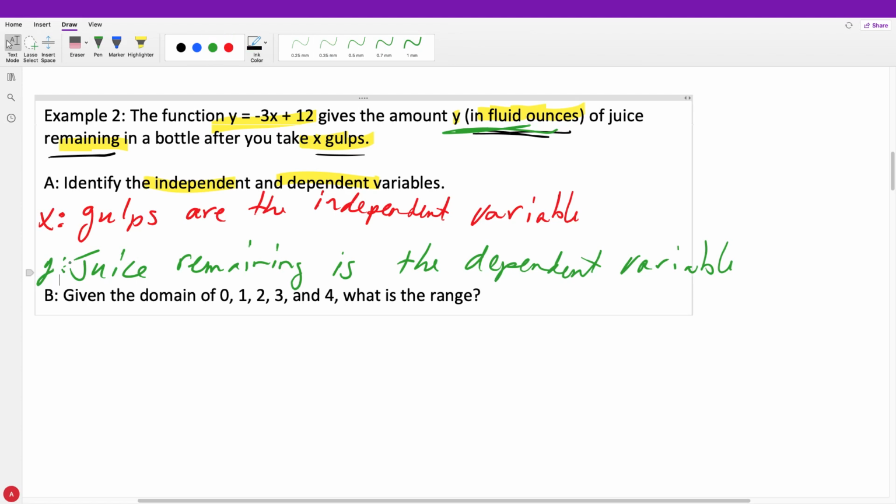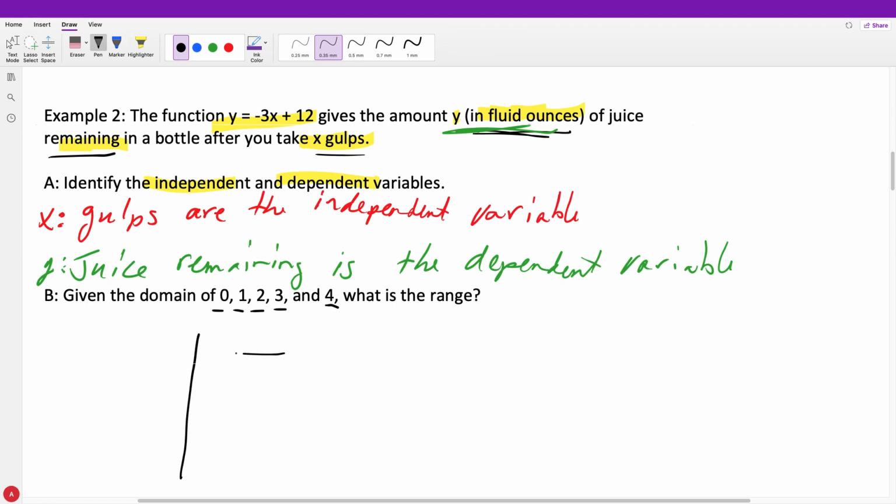Now for problem B, it says, given the domain of 0, 1, 2, 3, and 4, what is the range? So now they're saying, okay, these are the amounts of gulps that we're focusing on, and when we focus on that, what is the range? So we're going to create a table here, x and y, and I'm going to plug in the points that they want me to substitute in for x. So we have 0 through 4. And now we're plugging them into this equation, y is equal to negative 3x plus 12.